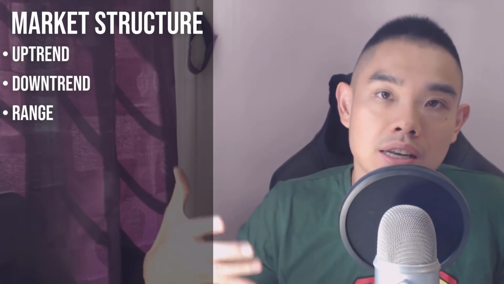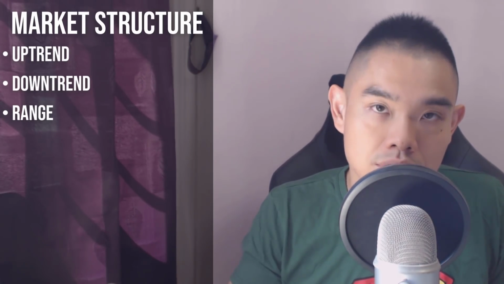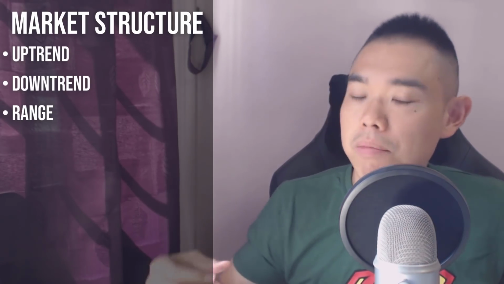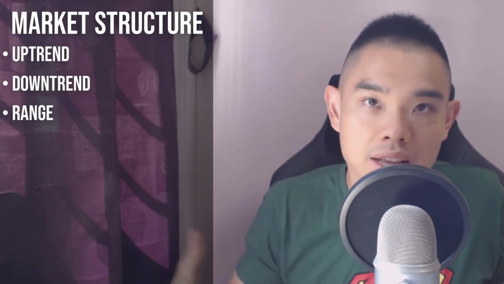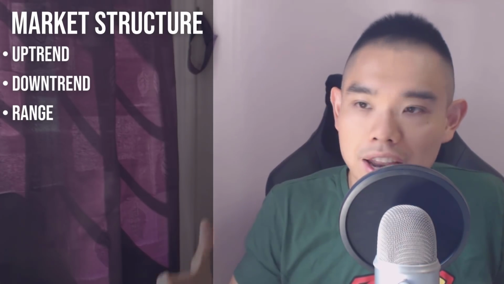If the market is in an uptrend, then I will look to either buy the dips or buy the breakouts. If the market is in a downtrend, then I look to sell the rallies or sell the breakdown. If the market is in a range, then I look to sell at resistance or buy at support. That's it. Once you have defined the market structure, then you know what you should be doing, buying, selling, or whatnot.